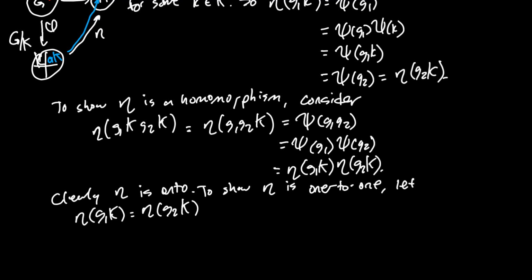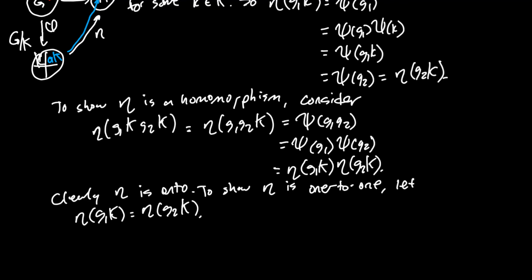To show one-to-one, we need to let our outputs of eta G1K equal the output of eta G2K, and then we need to show that that means that G1K and G2K are the same thing. Now it feels like we're doing the same thing 3 times, or at least like the well-defined, but with the well-defined we started with 2 inputs and showed that they give the same output. This time we show it's one-to-one, we start with 2 outputs and show they came from the same inputs.